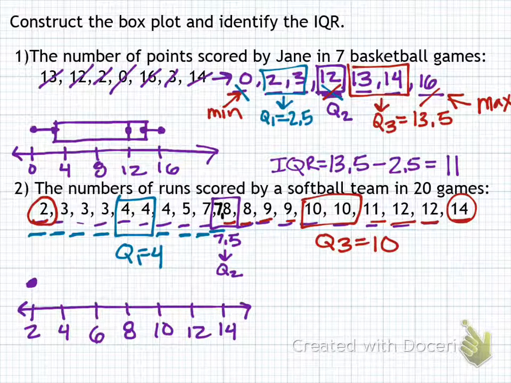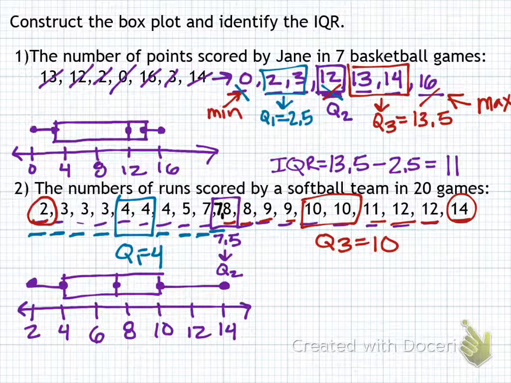And now I'm going to plot these points. So my min is 2. My max is 14. Q1 is 4, so it's right here. Q2 is 7.5, that's right about there. And then Q3 is 10. Okay, I have my 5 points. These 3 make a box, so I do lines and make the rectangle. And then I do whiskers to the outside, right?